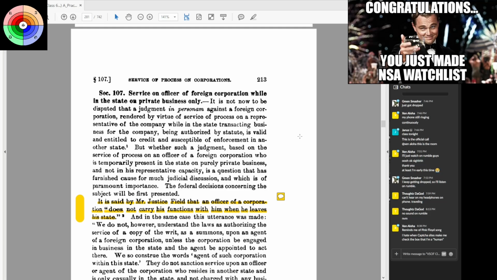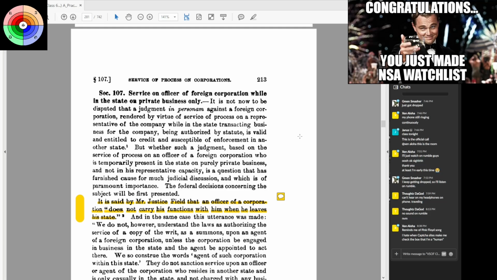Okay, so this is one of these little weird things. It is said by Mr. Justice Field that an officer of a corporation does not carry his functions with him when he leaves his state. So if you found the president of Google, and Google's in California, registered agent's supposed to be there, and say the president's having a fishing trip in Florida, technically, can you serve him there? The answer is no.